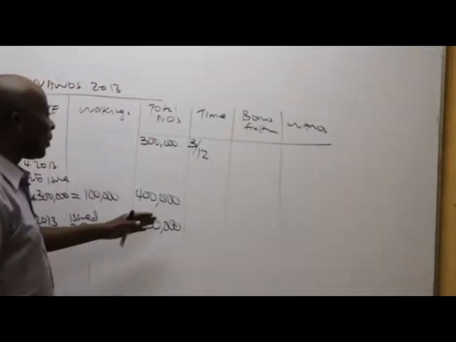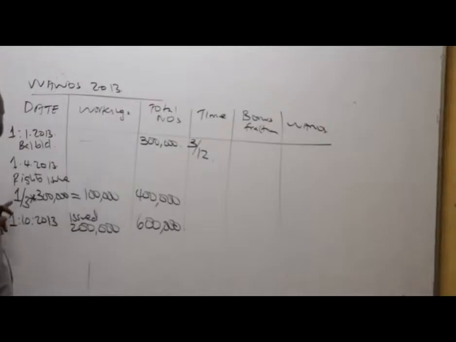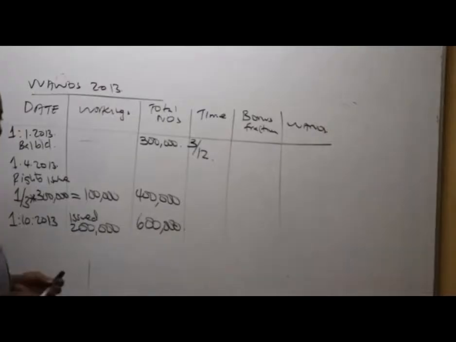So now give me the time. From 1st April to 1st October, how many months do we have in between?